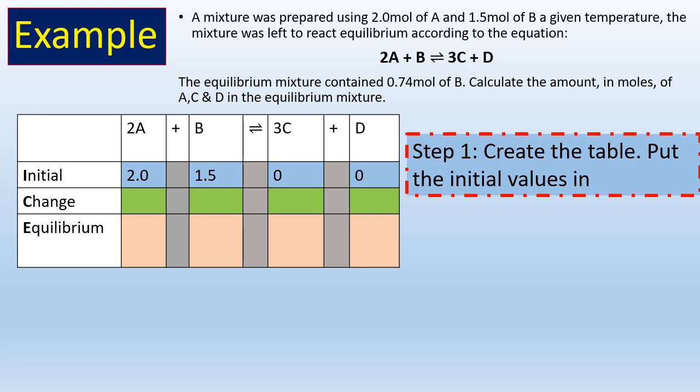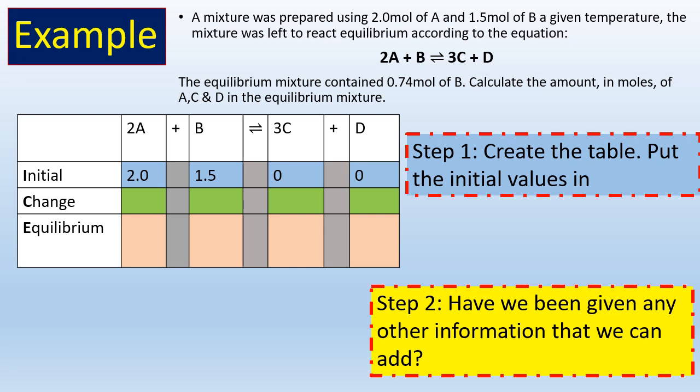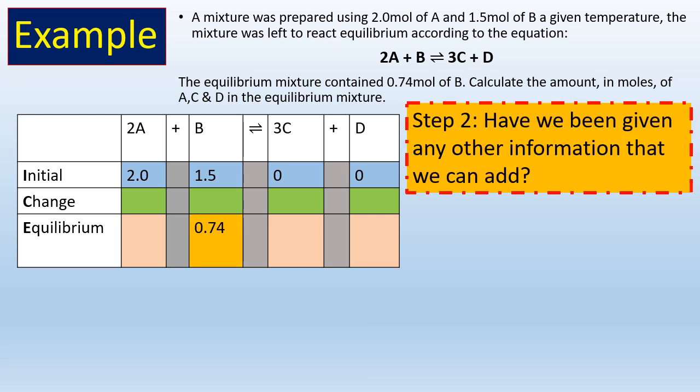So, step 1, let's write down the initial values. We had 2 moles of A and 1.5 moles of B. We didn't have anything of C and D, which would be pretty typical. Now let's have a think. Was there any other information we were given that we could add to this table? If you look back over the question, we were told how much of B there was in the equilibrium mixture. So we add that value in, which was 0.74.